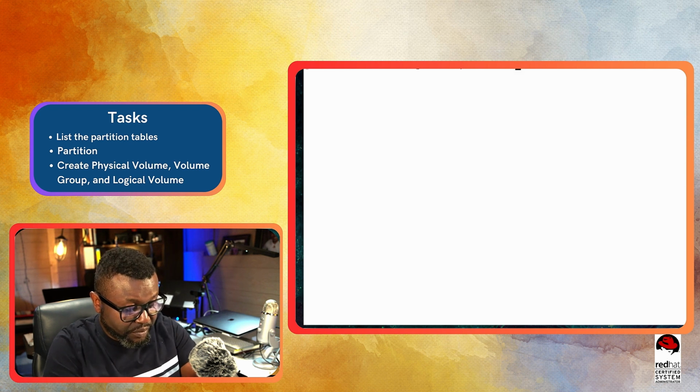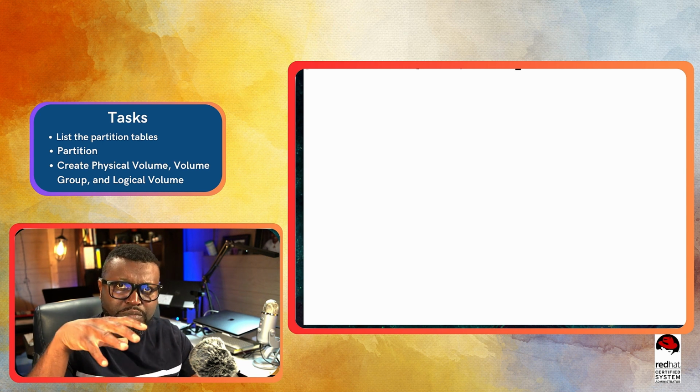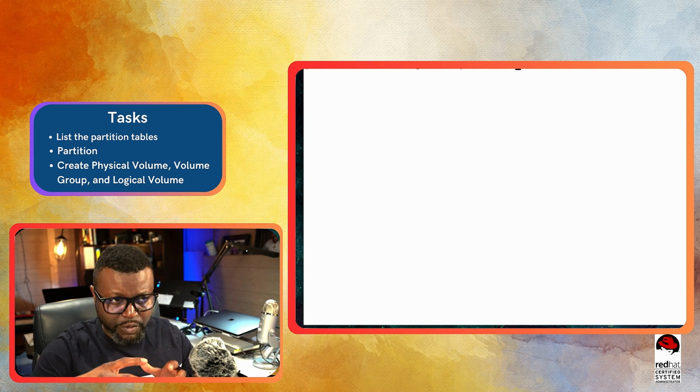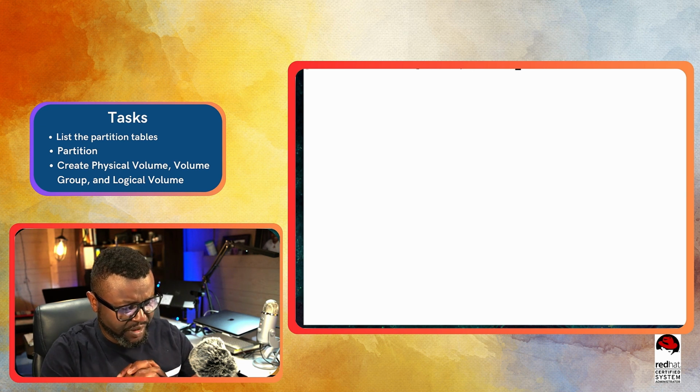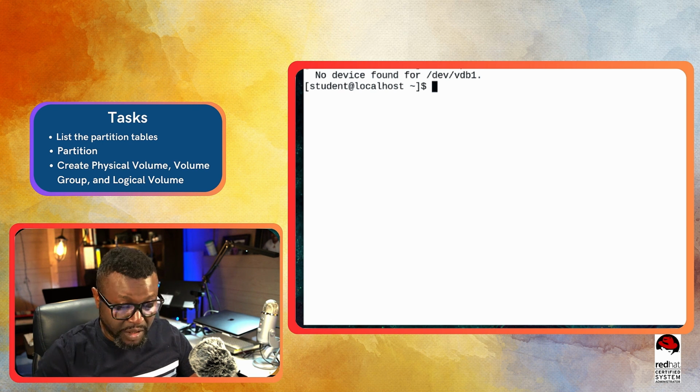To create a logical volume, you start first with a physical volume, and then on top of the physical volume you build the volume group, and off of that volume group, that's when you can create the logical volume. That's the concept we are using here. So I'm going to do dev, and it's SDB, and let's just call it VDB1. So we're going to do that to create... no device found for dev. Let me try.